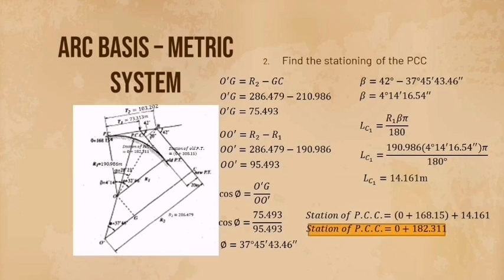So stationing of PCC equals 0 plus 168.15 plus the LC1, which is 14.161, and we will get the answer of 0 plus 182.311 as the station of PCC.